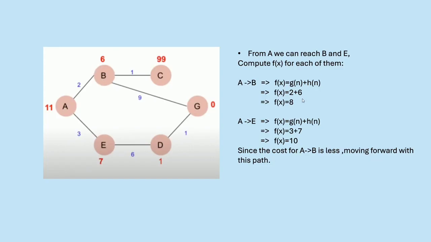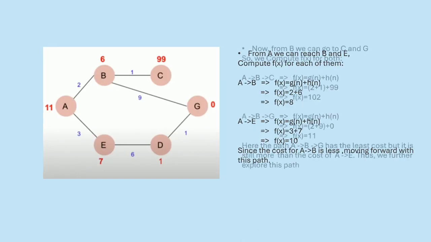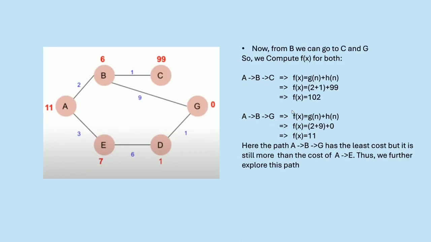Now from B we can go to C and G. So we compute f of x for both, starting with A to B to C. We add the previous cost. f of x equals 3 plus 99. The cost is 99, so f of x equals 102.